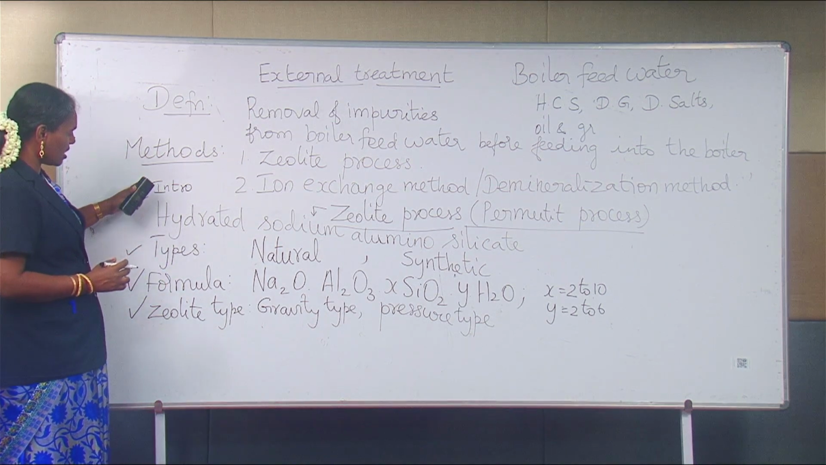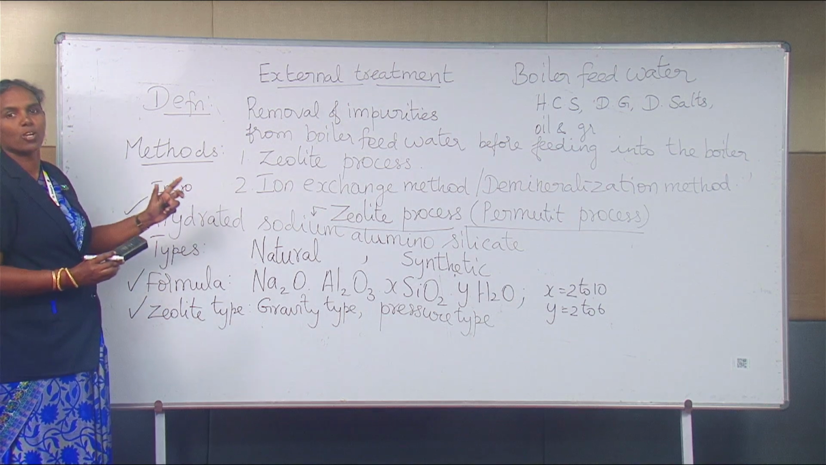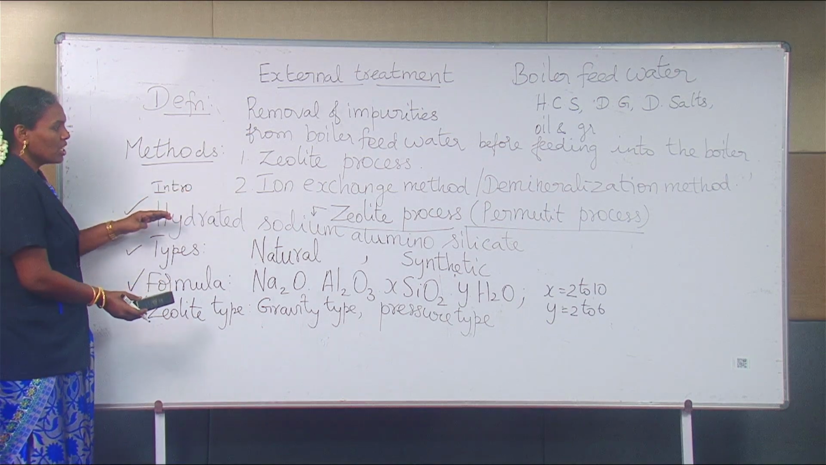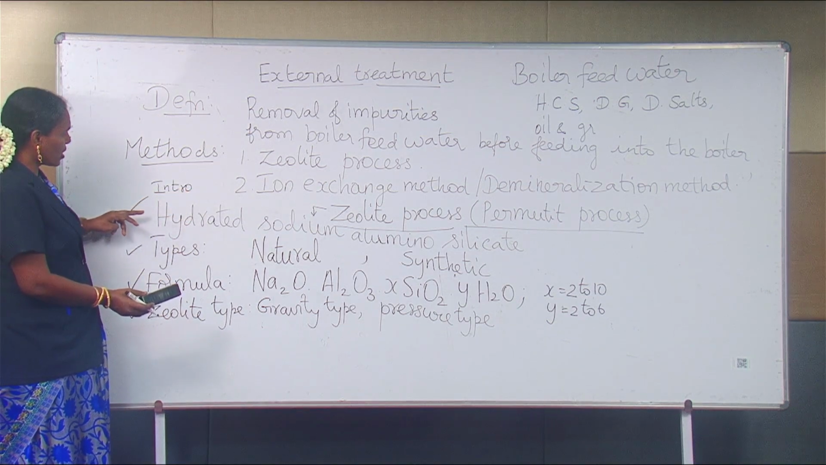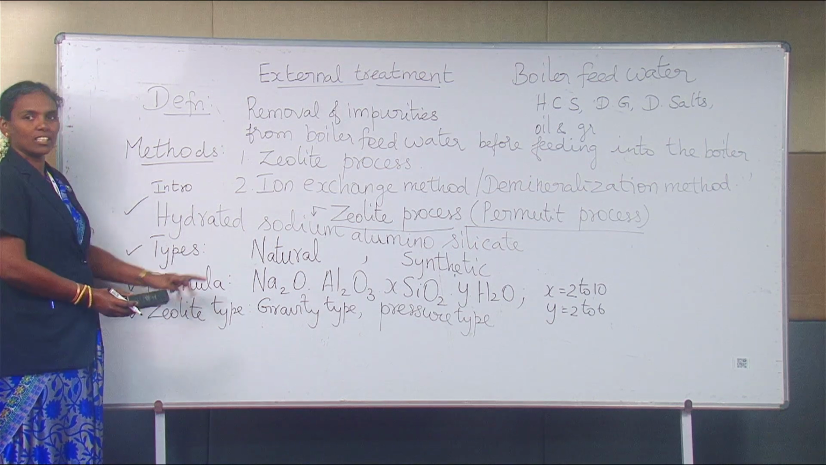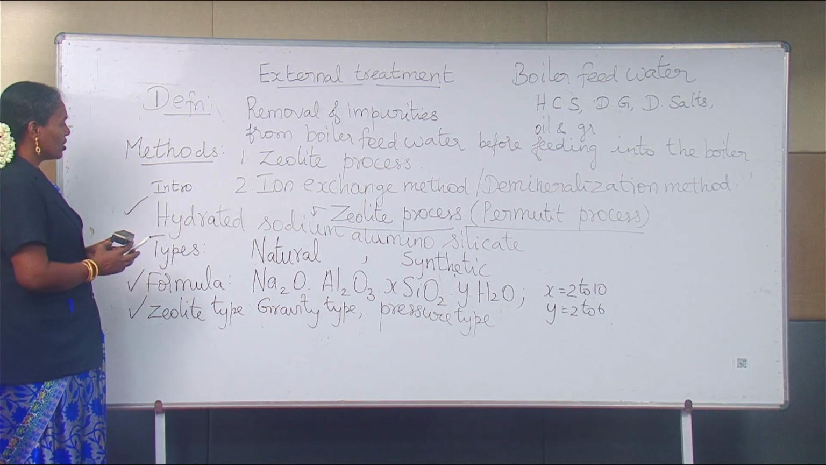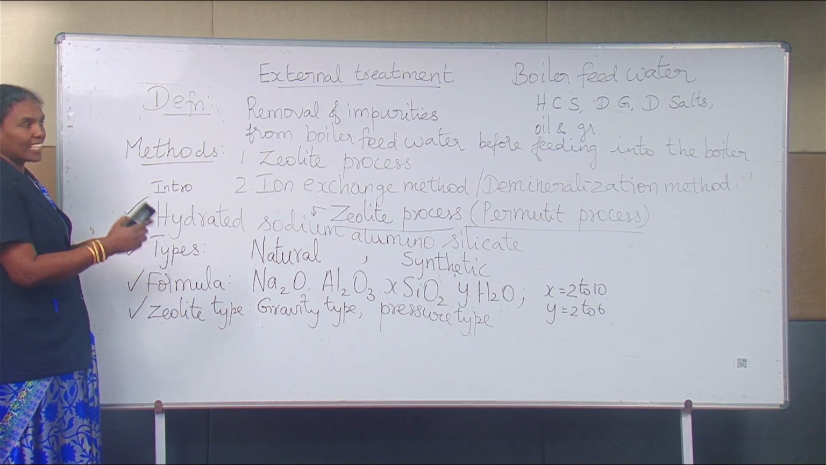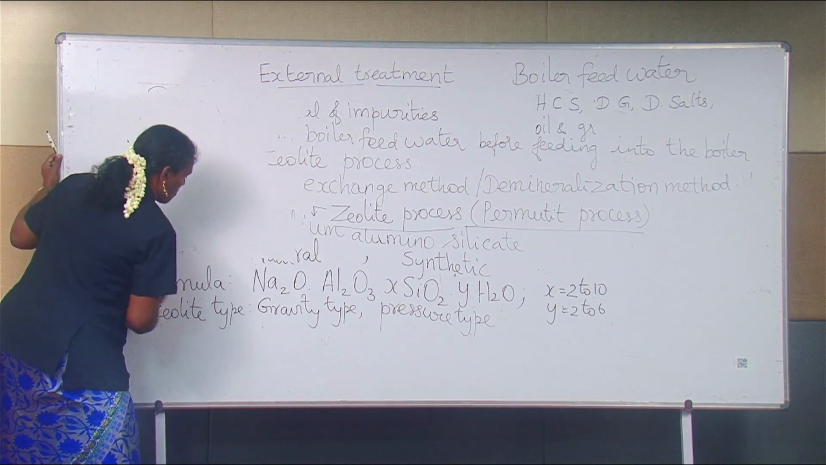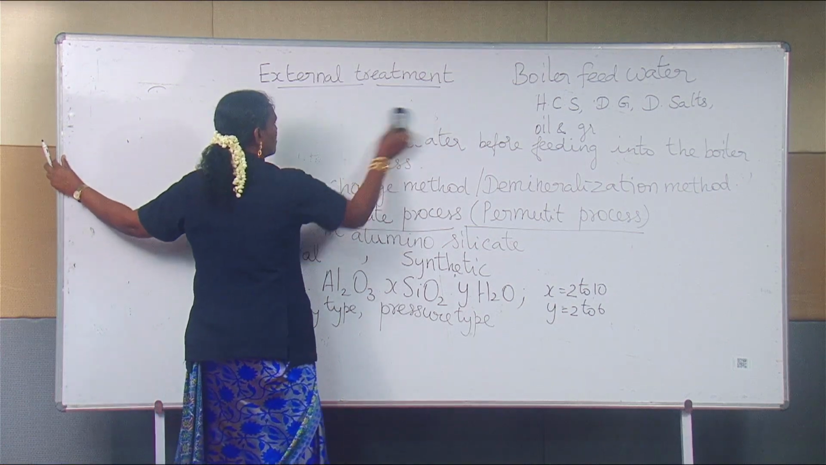So, this is the first introduction. Likewise, we have to write. Afterwards, you have to draw the diagram for it. Once again, I will repeat up to this. For the zeolite process, first of all you have to write what is a zeolite, then types, then formula, and there are two types of zeolite softeners. That one you can write. Now, we will see the diagram for it.